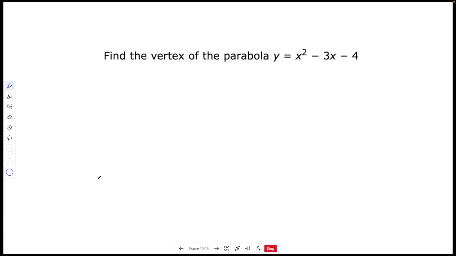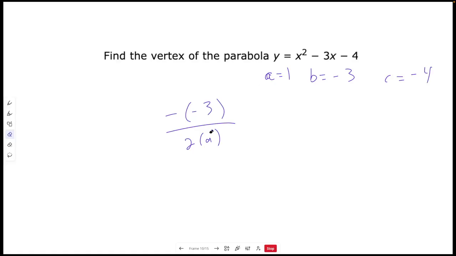Okay, now to find the vertex, we're actually going to use our axis of symmetry. So first, let's calculate the axis of symmetry again. A equals 1, b equals negative 3, c equals negative 4. We do negative b over 2 times a, which is just 1. All right, notice you have a negative here because the formula has a negative and then b is a negative number, so we're going to get positive 3 over 2.